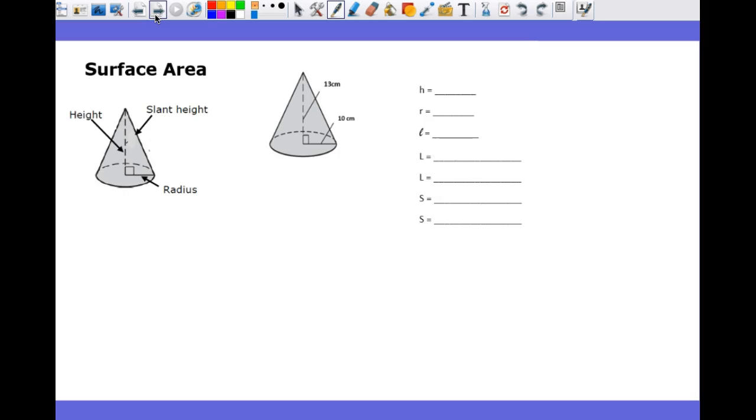Okay. This one. Now we're trying to find the surface area formula, not the volume formula. Lateral surface area is pi r slant height. Lateral surface area is pi r slant height. Total surface area is pi r slant height plus the area of the base, which is pi r squared.